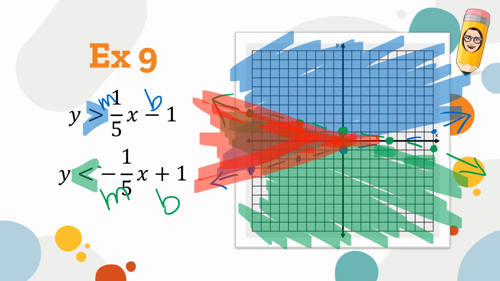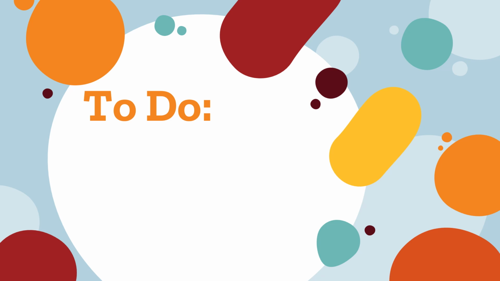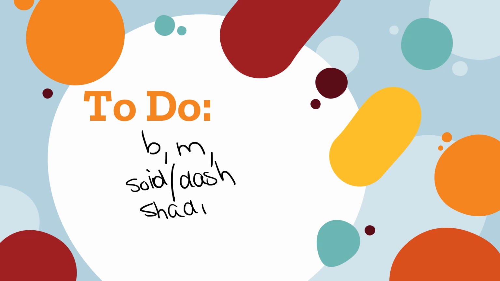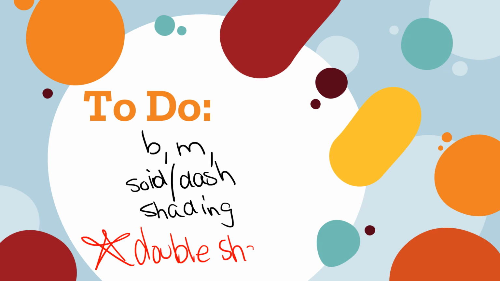Alrighty, lots of examples, options. Again, all of these had y already isolated, and so it did go pretty quick. So make sure we've got our beginnings, our moves. We need to think solid or dashed. We need to think shading. And then most important, what's new today is the double shaded area. Most important, that is called your solution region.